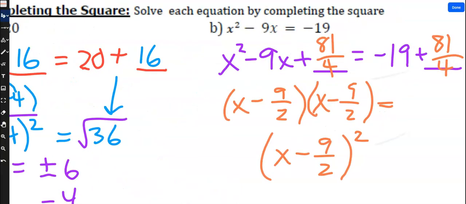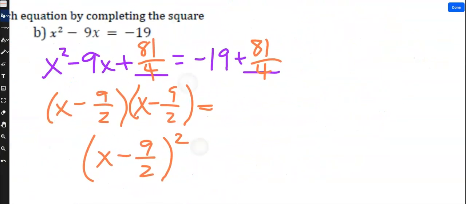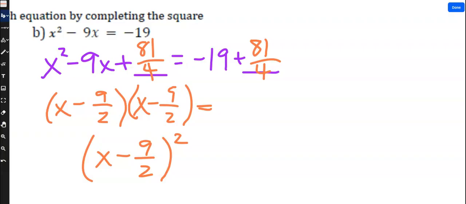I know you decimal fans out there are going nuts right now. You're like, what? 81 over 4? Why didn't he just say 20.25? Right? Because we know that's the same thing as 20.25. Well, it'll probably be a nice number here when I get done.